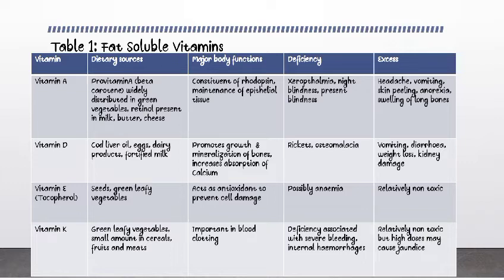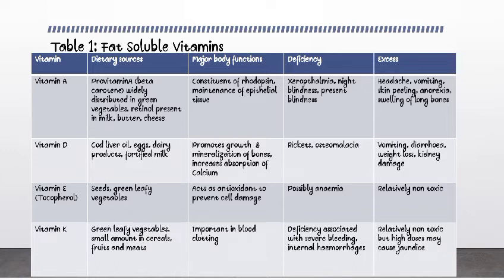Excesses of vitamin A: headache. If you're eating too much, headache, vomiting, anorexia, and swelling of the long bones will be there. If you're having too much vitamin A, this will be present.